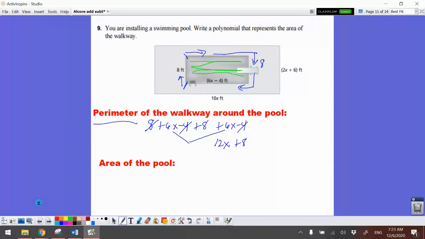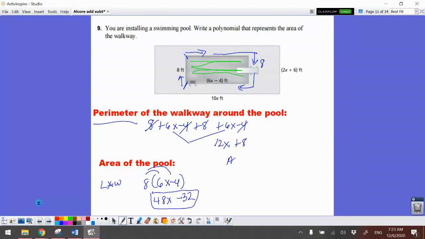Okay, now they want us to do the area of the pool. So the pool, to start with, area is length times width. So that means I have to multiply the 8 times the 6x minus 4. So let's distribute that. That is 48x minus 32. So that's the area of the pool.